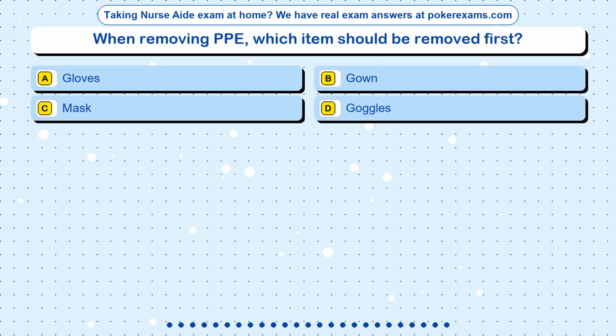Question 20. When removing PPE, which item should be removed first? Option A, gloves. Option B, gown. Option C, mask. Option D, goggles.